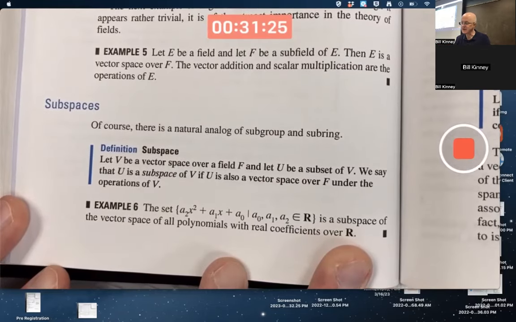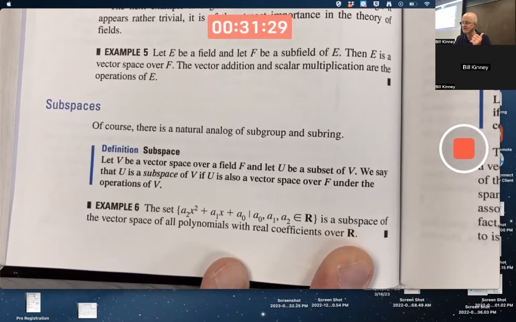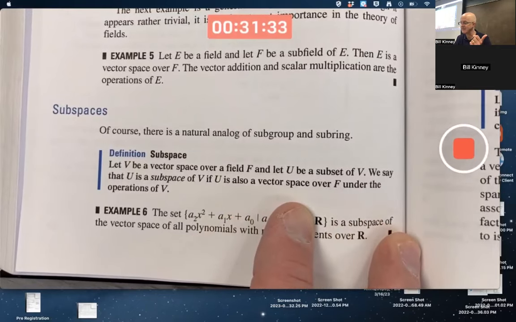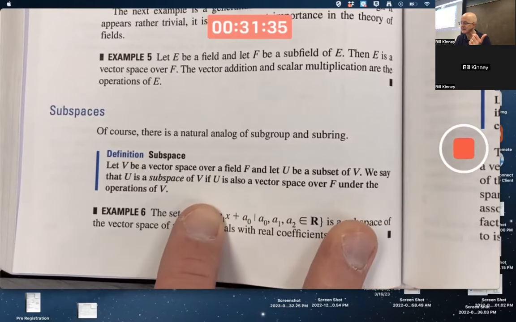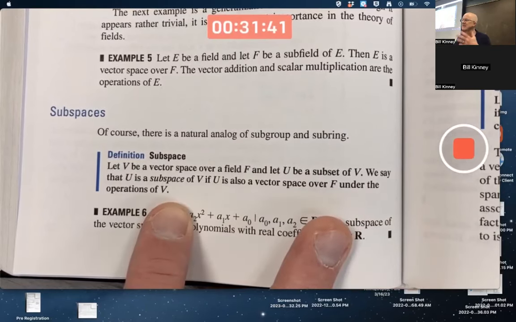First of all, a quick definition of a subspace. It's similar to subgroup, subring, that kind of stuff. If V is a vector space over a field F and U is a subset of V, we say U is a subspace if it's also a vector space over the same field under the operations of the vector space, just like the definition of a subgroup or subring. It is a subset that is a group or a ring itself with the same operations.